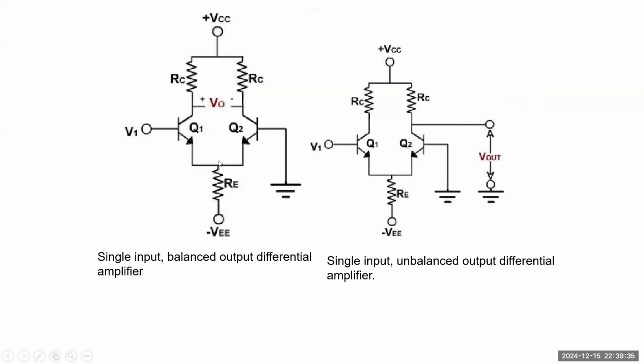Two more configurations on the left hand side. Since input is given to only one of the bases and the other base is grounded, it becomes the single input, and output is taken across both the collectors. We are going to call it a single input balanced output differential amplifier. Coming to the circuit on the right extreme, where the input is supplied to only one of the bases and the other base is grounded and output is taken across only one of the collectors, this configuration becomes the single input unbalanced output differential amplifier.